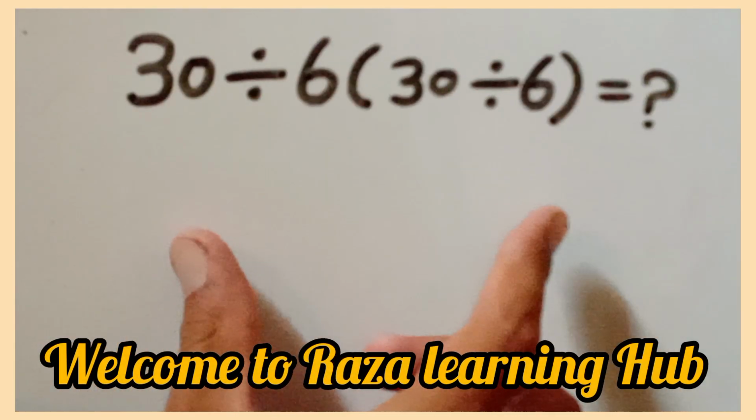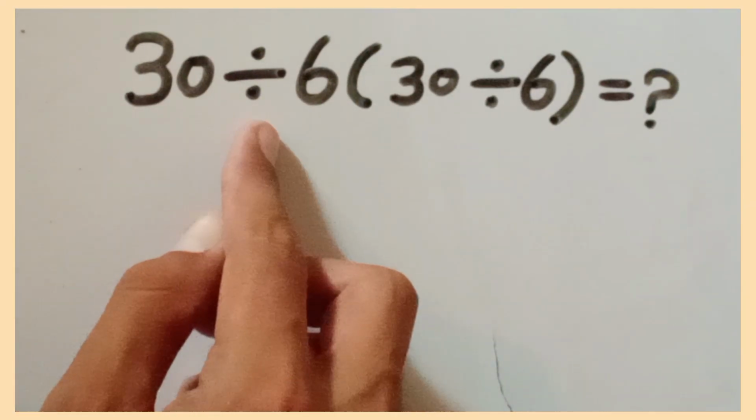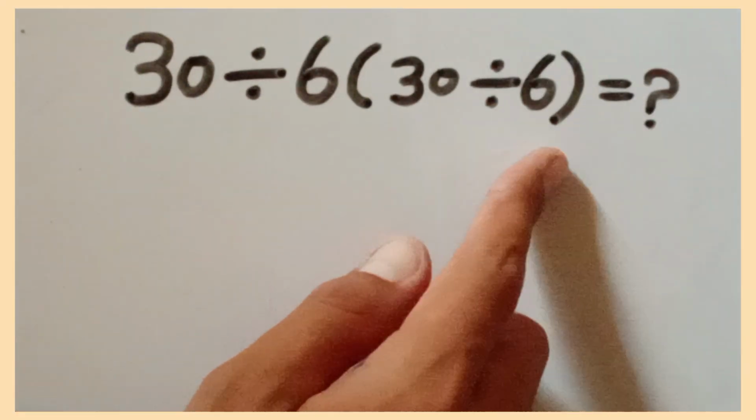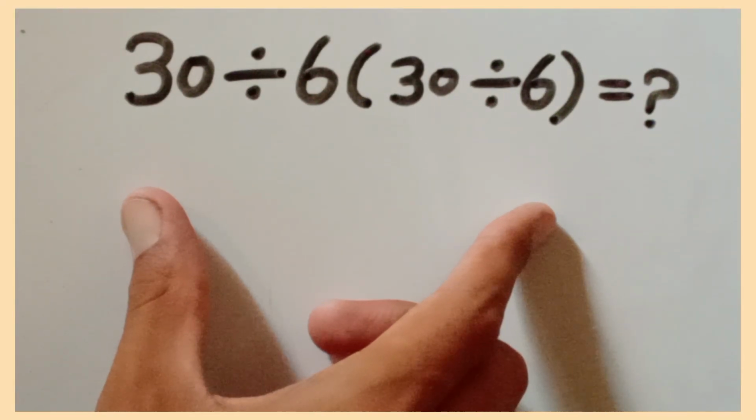In this video we can solve this expression, which is 30 divided by 6 (30 divided by 6). So how can we find the value of this expression?